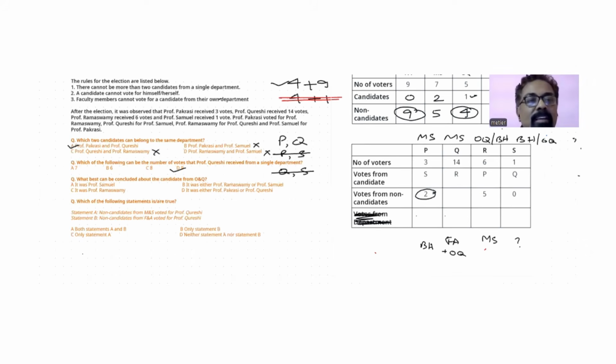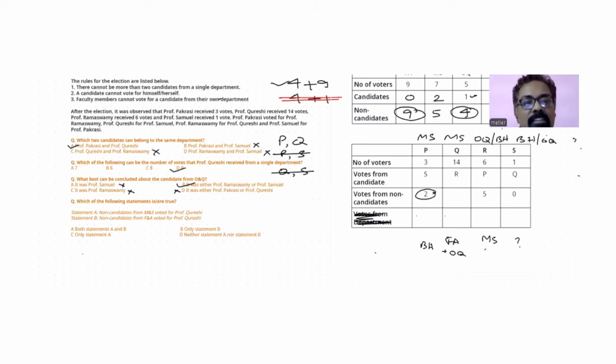So option A, option C, R, not possible, cannot be concluded. Option D, it is P and either P or Q. We have already calculated P and Q belong to MS. So this is not sure, this is impossible. So only one option is left here, option B. Done. Last question.